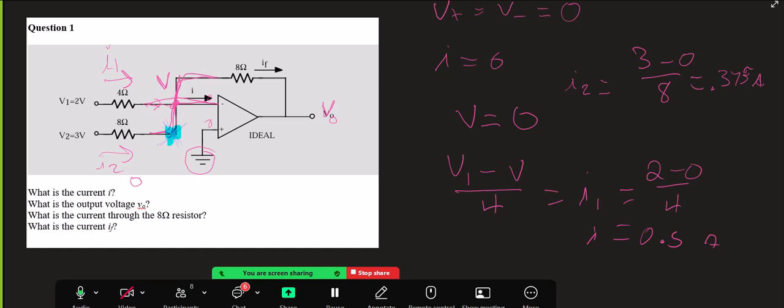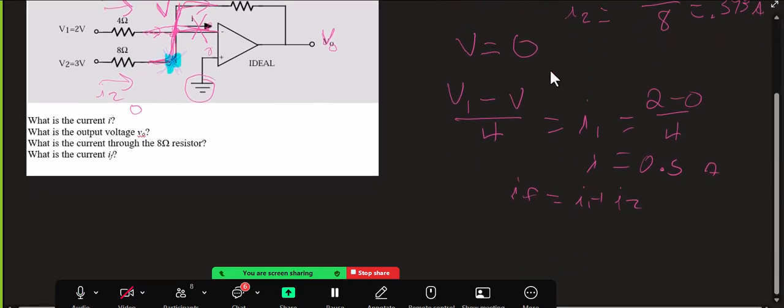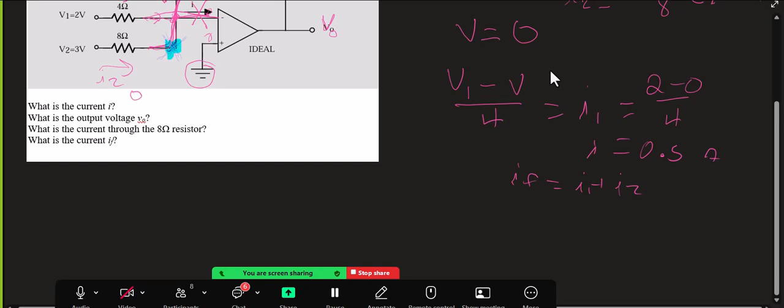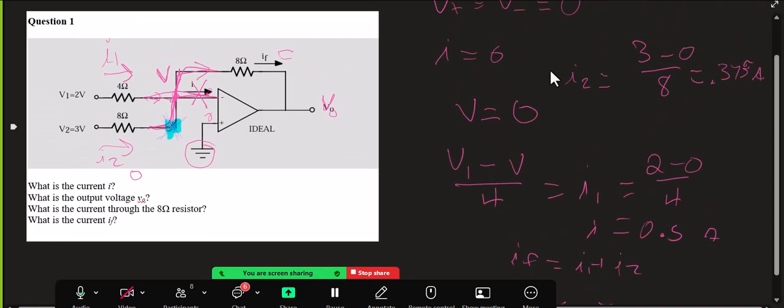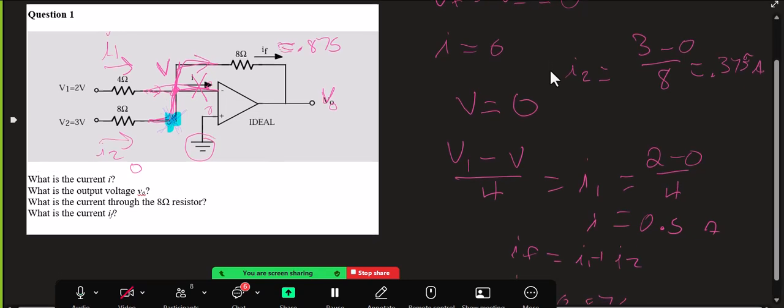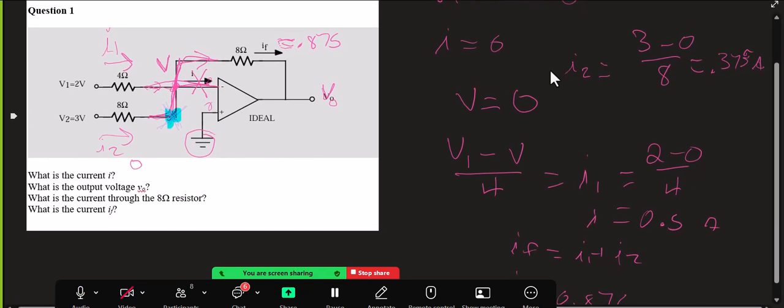Okay, so can I answer what IF is now? Yes. What is IF? I1 plus I2, and that's through KCL, because the current is coming into this node. None of it is going this way, so all of it has to go this way. So IF has to be, better be 0.875, and it is. Okay, so IF is 0.875. That was the answer to this part.